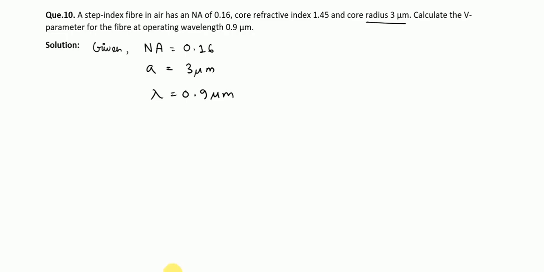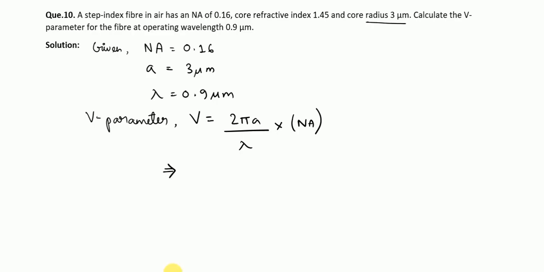Now the formula for calculating the V parameter is given by V equals 2 pi a divided by lambda, multiplied by the numerical aperture. So we already have all the values we are required to calculate the V parameter. So we will simply plug in the values.